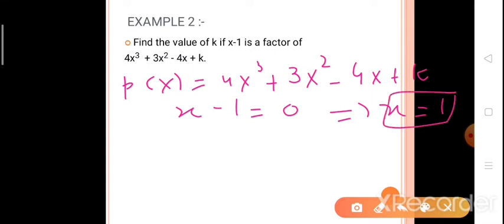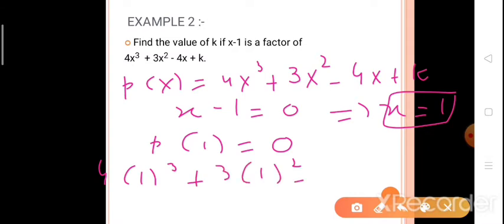Now it is given that x minus 1 is a factor of this, so I can write here that p of 1 is equal to 0, because if any monomial is a factor of any polynomial, then p of a will be 0. So here 1 is that a, so I am writing p of 1 is equal to 0 here. So 4 into 1 cube plus 3 into 1 square minus 4 into 1 plus k is equal to 0.